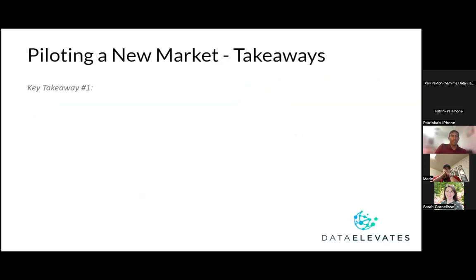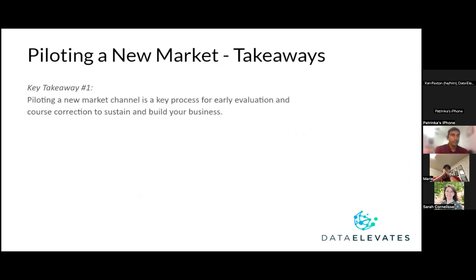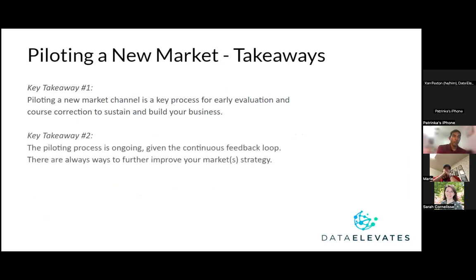So in terms of some of the key takeaways for piloting a new market, it's a key process for early evaluation and course correction, to sustain and build your business. We were just talking about course correction a second ago. Key takeaway number 2, the piloting process is ongoing. I think that's a key point here.